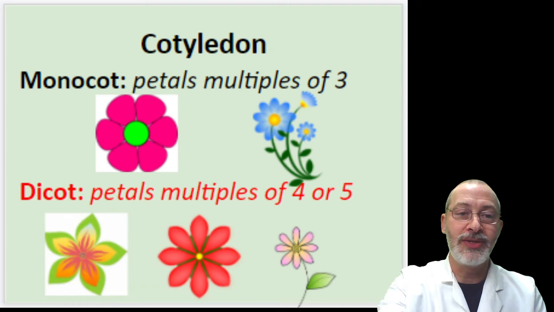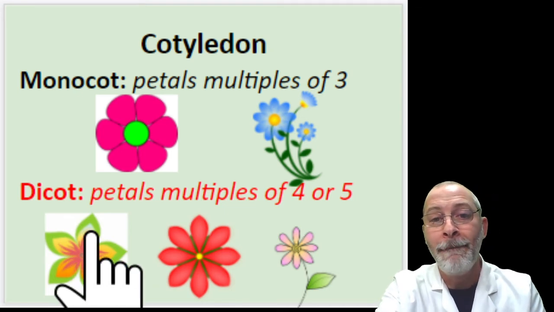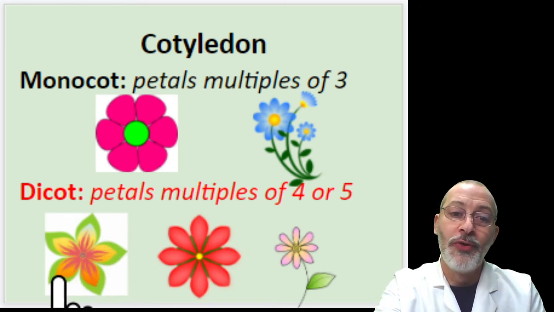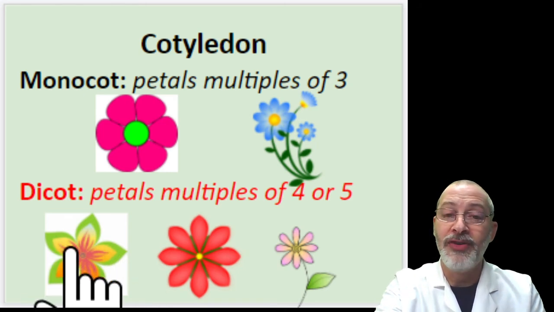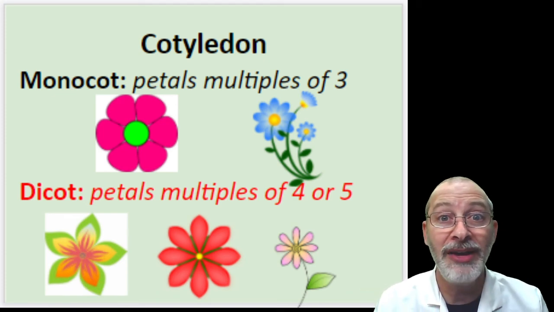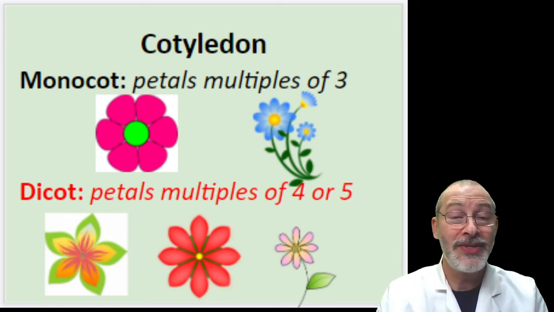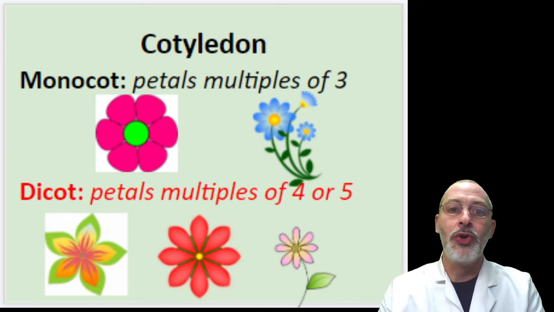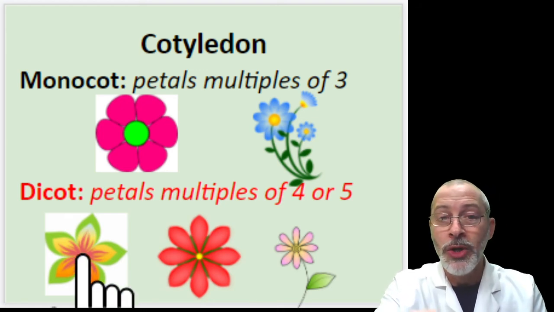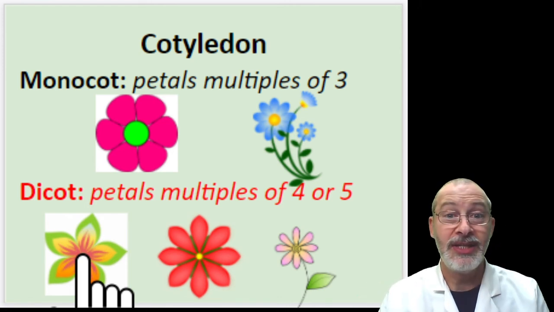Let's check out these examples. So if we look at this flower, let's count them up. 1, 2, 3, 4, 5. Is 5 a multiple of 4 or 5? Yeah. 5 times 1 is 5. So the seeds produced by this flowering plant will have seeds with 2 cotyledons, dicots.